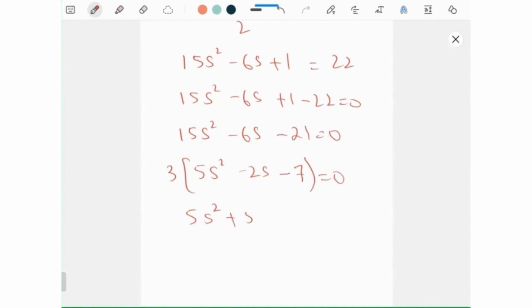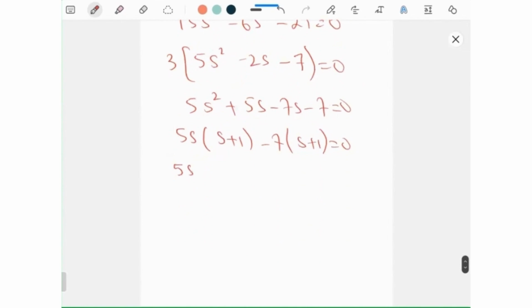5s square plus 5s minus 7s minus 7 is 0. 5s कॉमन निकाला, s plus 1, minus 7 कॉमन निकाला, s plus 1 is 0. 5s minus 7 into s plus 1 is 0. s is 7 upon 5. s is minus 1. Do you all agree?